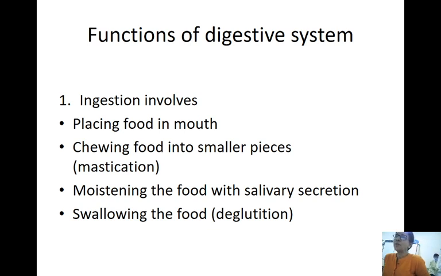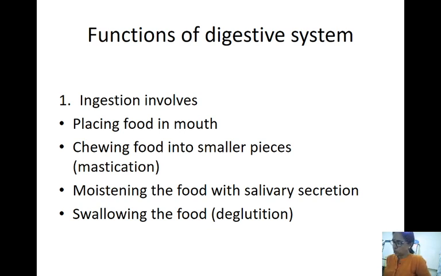Then the third is we moisten the food with salivary secretion. Then we swallow the food, that is deglutition. So in ingestion we have got 4 subclasses. First placing the food in the mouth, then chewing the food into smaller pieces, then moistening the food with the salivary secretion, and swallowing of the food is the deglutition. Deglutition itself is a different class altogether.